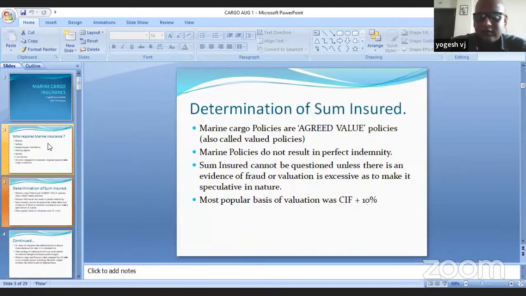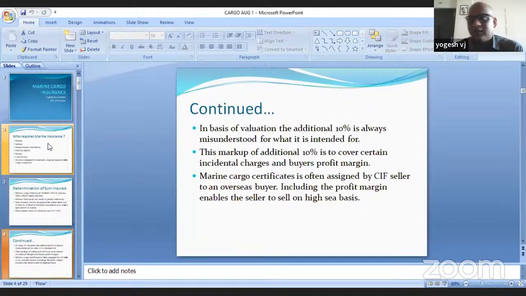You can say the most popular basis of valuation is CIF plus 10%. What does this 10% comprise of? It is basically the incidental charges, the buyer's profit margin. So in basis of valuation, the additional 10% is always misunderstood for what it is intended for. This markup of additional 10% is to cover certain incidental charges and the buyer's profit margin.